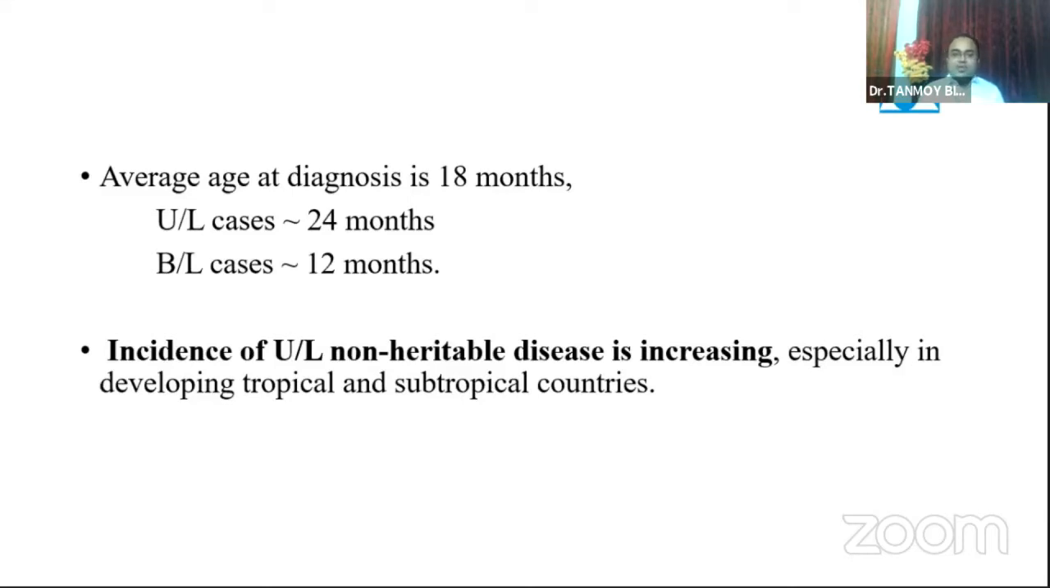The incidence of unilateral non-heritable disease is increasing, especially in developing tropical and subtropical countries. There are various theories as to why this is happening. Some authors state that it could be due to viral etiology. Some state that it could be due to dietary influences in pregnancy, but it could also be due to better diagnostic and screening procedures.